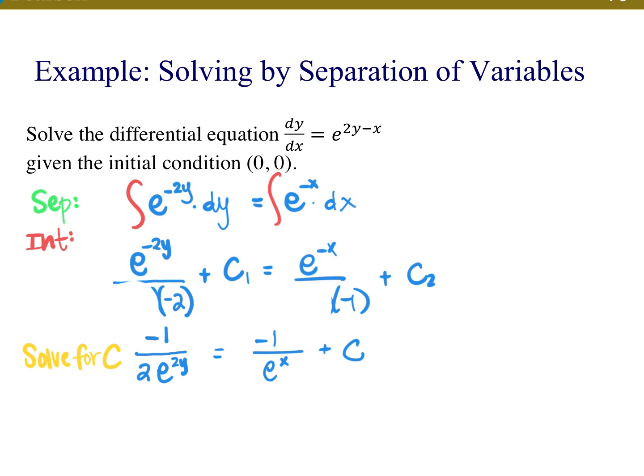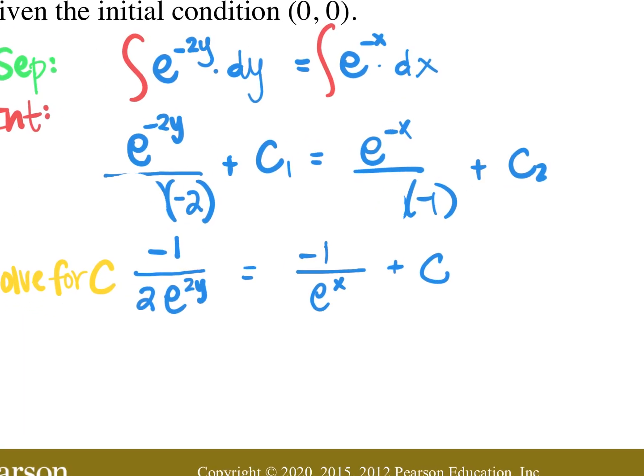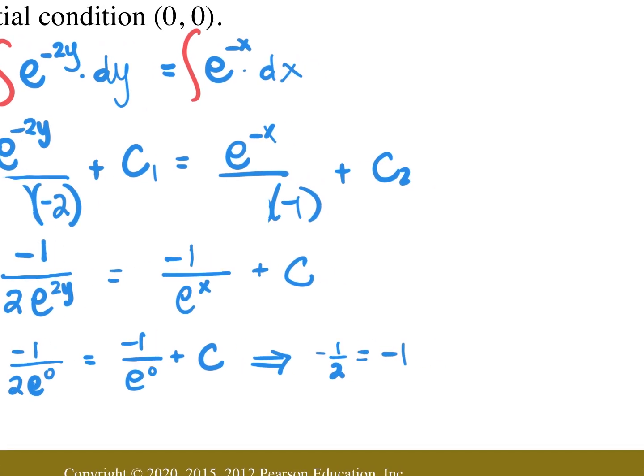And we're going to do that by changing x and y both to be 0. So when I do that, I'll have negative 1 over 2 e to the 0 and negative 1 over e to the 0 plus c. And that just is a lot easier in terms of arithmetic because e to the 0 is going to automatically be 1. So that's going to lead me to negative 1/2 and negative 1 plus c. And so if that's true, then what is my c value? Positive 1/2.